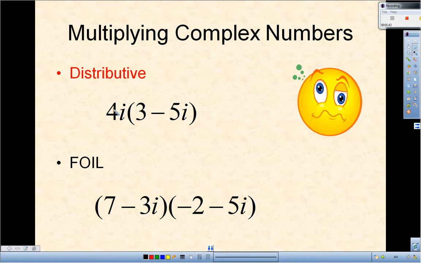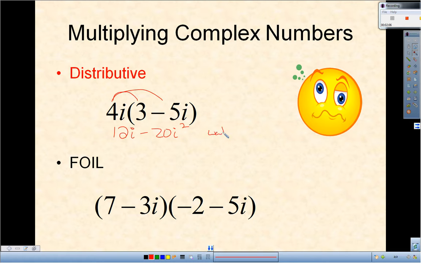Let's say I wanted you to multiply these two complex numbers, 4i and then 3 minus 5i. These are two separate complex numbers. You have the 4i and you have the 3 minus 5i. How would you multiply these? Well, you would distribute. And so what we do here is 4i times 3 would be 12i. 4i times negative 5i would be negative 20i squared.